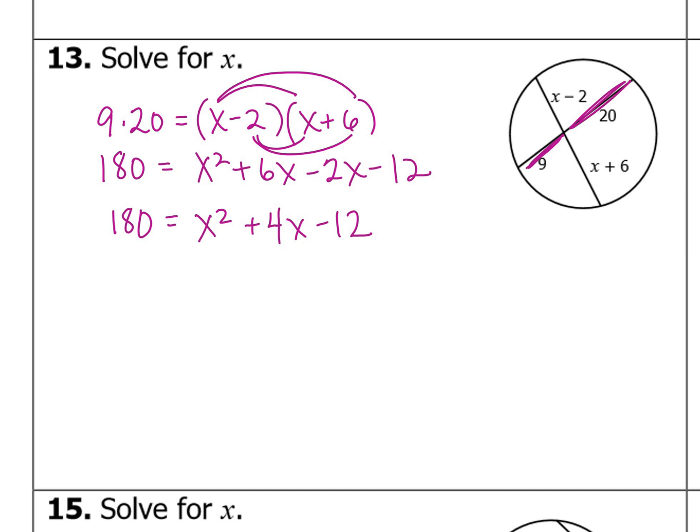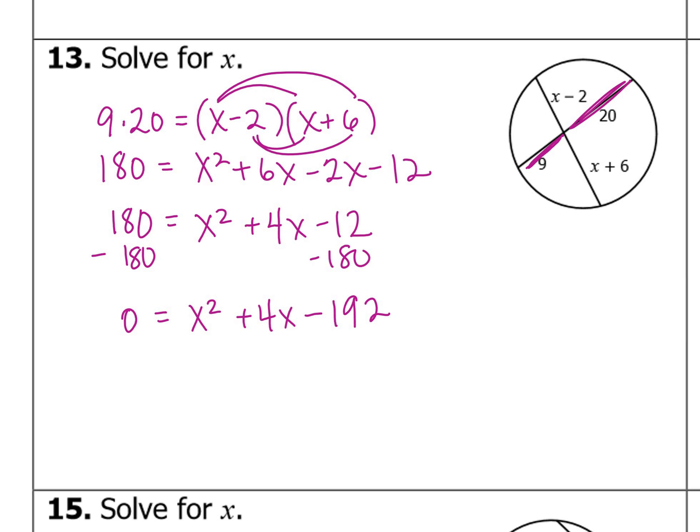Now, here's where it could get tricky. We're going to need to subtract 180 from both sides so that this can all equal 0. So 0 equals x squared plus 4x minus 192.